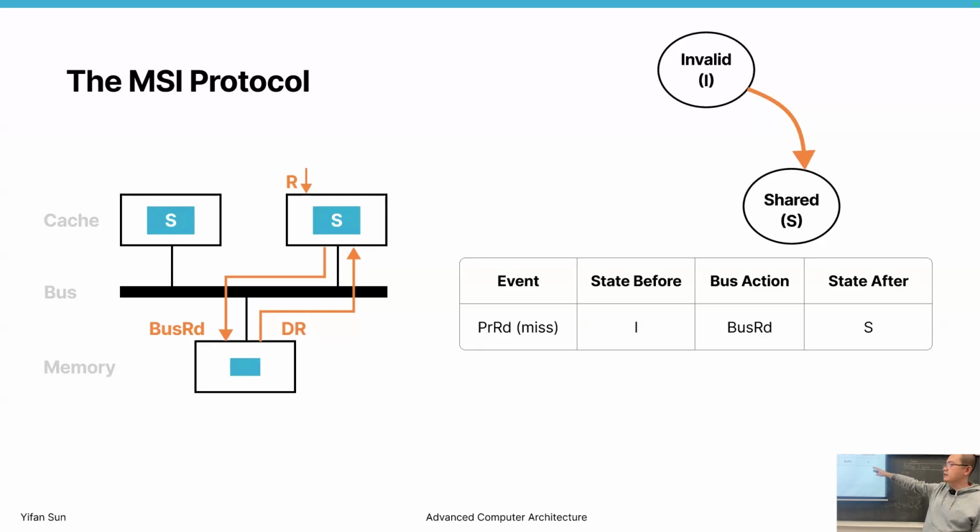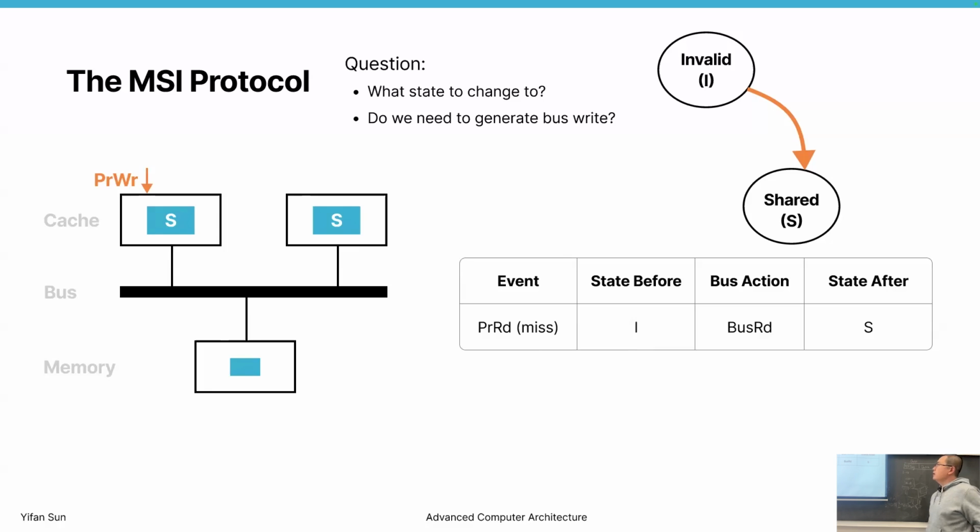We have an event, and the event is a PR read. The processor is reading this data. And we only talk about misses. If it's a hit, it's not generating anything. The state before is I. We start from the invalid state, and for the bus action, we trigger a bus read. We read from the memory. Then the state after is shared. We change it to shared state.